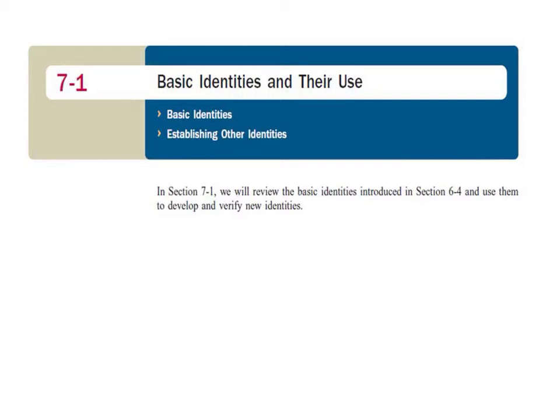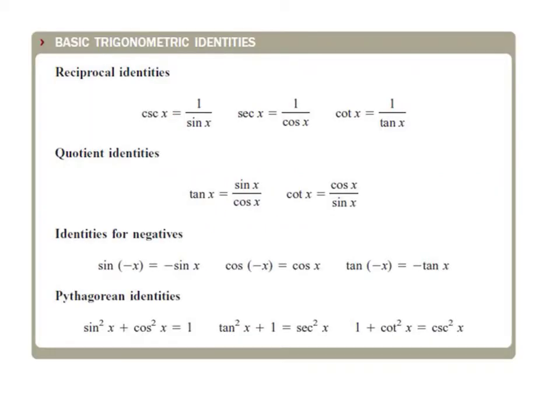6-1 is basic identities and their use. This is where you're going to start to learn how to verify. Alright, going through this next, this is the basic identities that you've already learned. We learned that in the last section.